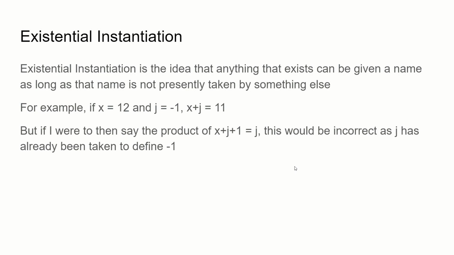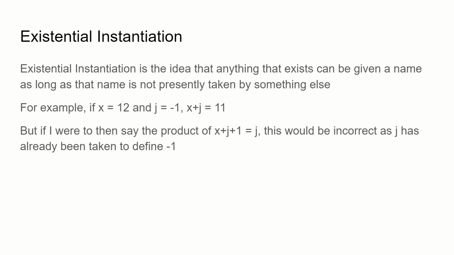All right, and then existential instantiation is basically the law behind naming variables, right? So you tell us all the variables that you have at the start. Existential instantiation is the concept that anything that exists can be given a name as long as that name is not presently taken by something else. So you can't have two variables that relate to the same number value. There would be no use in that, first of all, and it would be confusing, second of all.